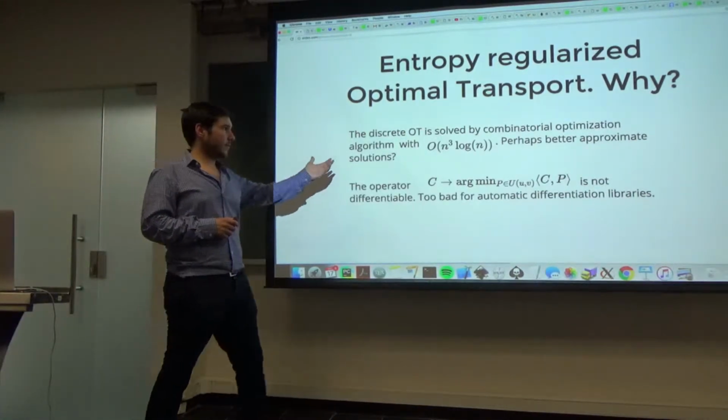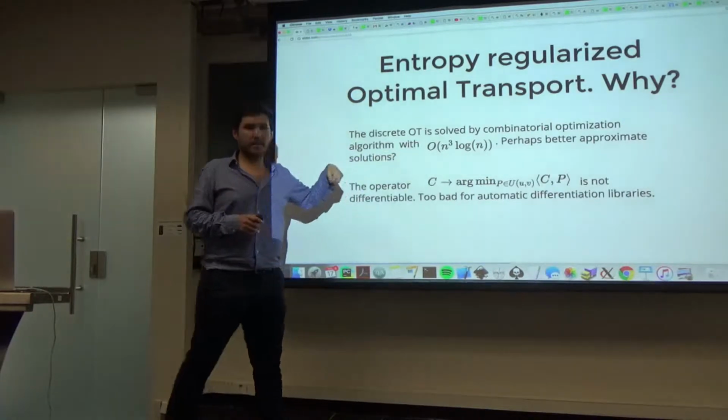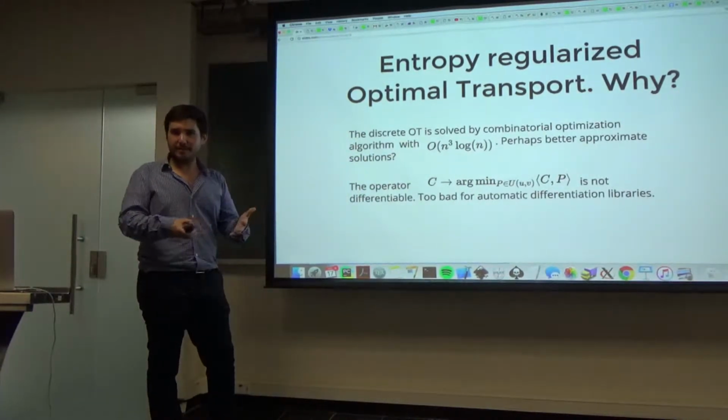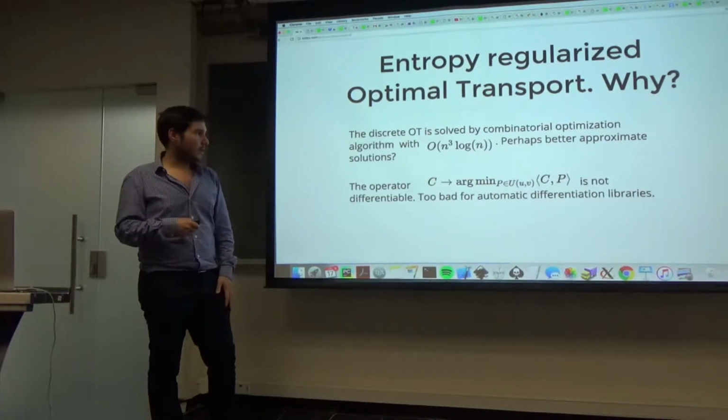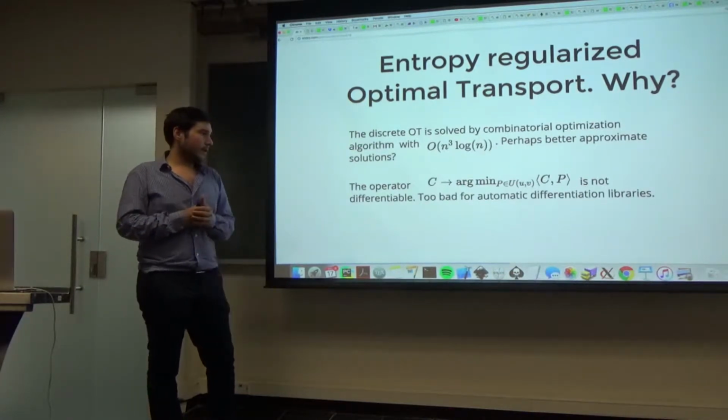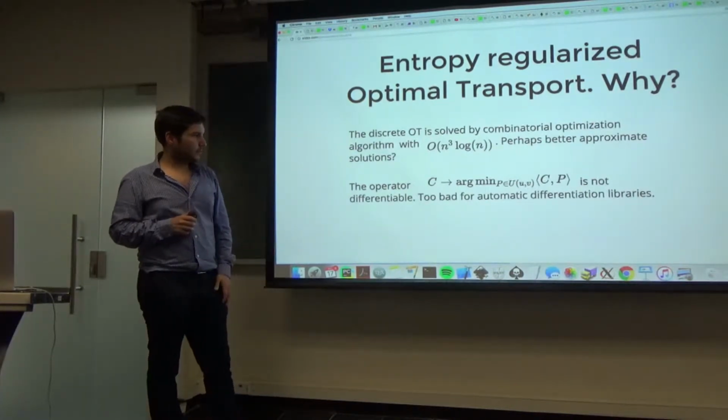So the problem with these solvers is that the complexity is cubic in n. In the context in which people work in practice, this does not scale to the needs that people have.